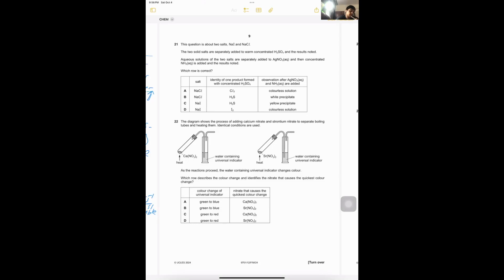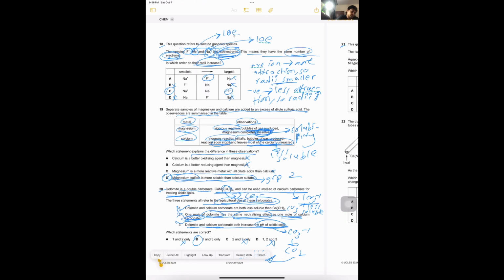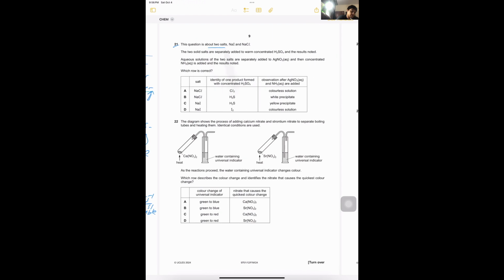Question number 21. This question is about two salts, sodium iodide and sodium chloride. The two solid salts are separately added to warm concentrated H2SO4. The results are noted. Aqueous solutions of the two salts are separately added to silver nitrate, and then concentrated ammonia is added and the results noted.